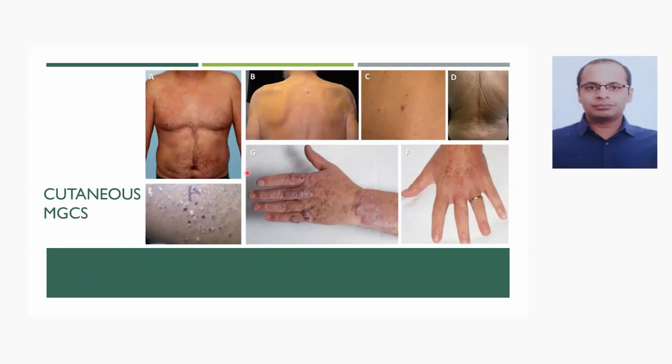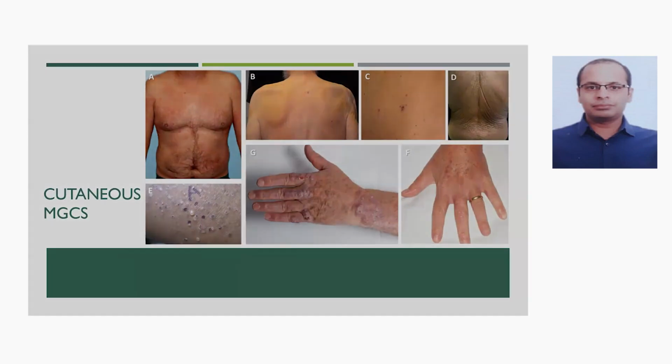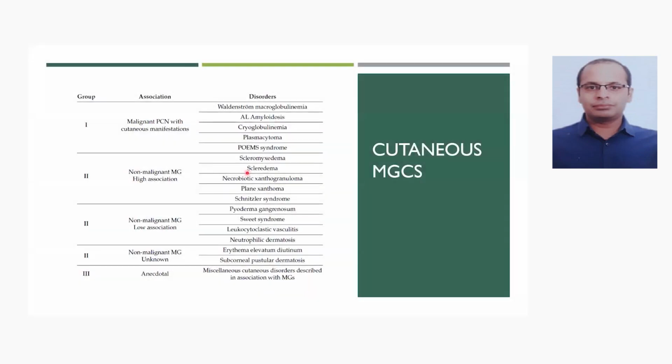Next, let's look at the cutaneous manifestations of MGUS. What we have here is different kinds of syndromes. Some of these are definitely associated with the plasma cell neoplasms, like Waldenstrom, amyloid, cryoglobulins, plasmacytomas. Then there can be high associations with the monoclonal gammopathies like scleromyxedema or scleredema or other syndromes. Low associations like pyoderma gangrenosum, Sweet syndrome, or neutrophilic dermatosis, where other causes of such syndromes have also been described.